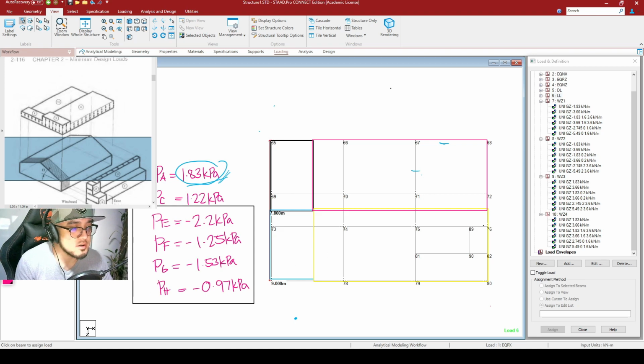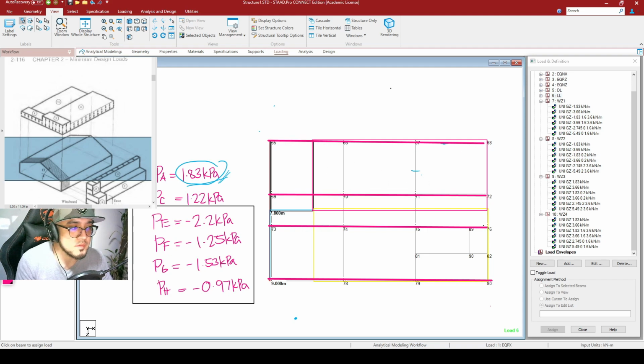So this is to be our beam, this is to be our beam, beam, and beam. But I will be writing our pressures here first. So our pressure at this portion, or our PF, is to be negative 1.25. At this portion, this is to be negative 2.2. This is to be negative 1.53. And this is to be negative 0.97.